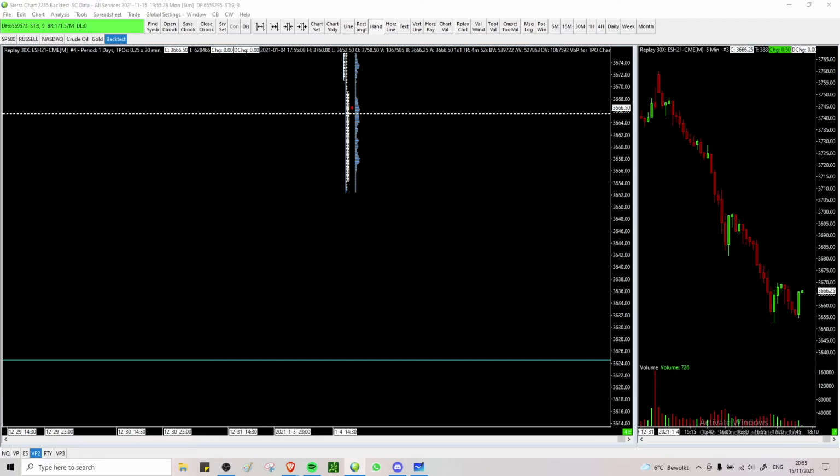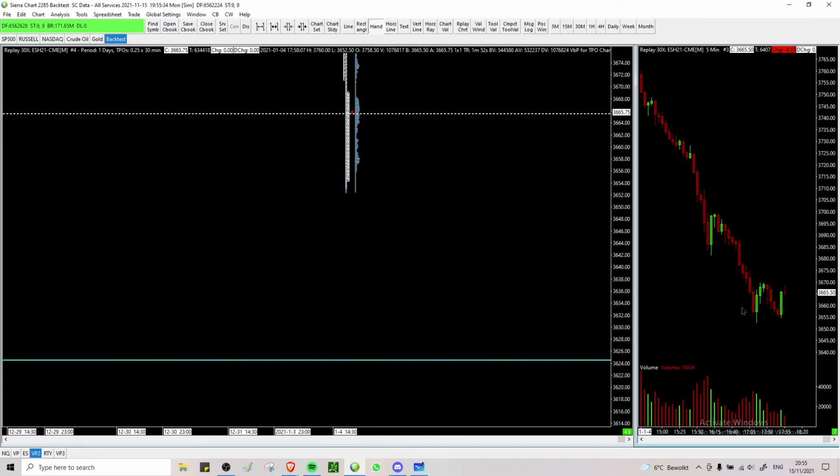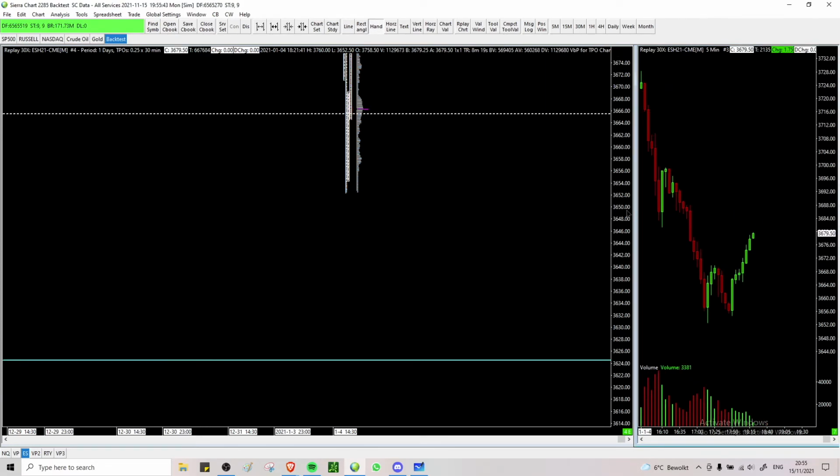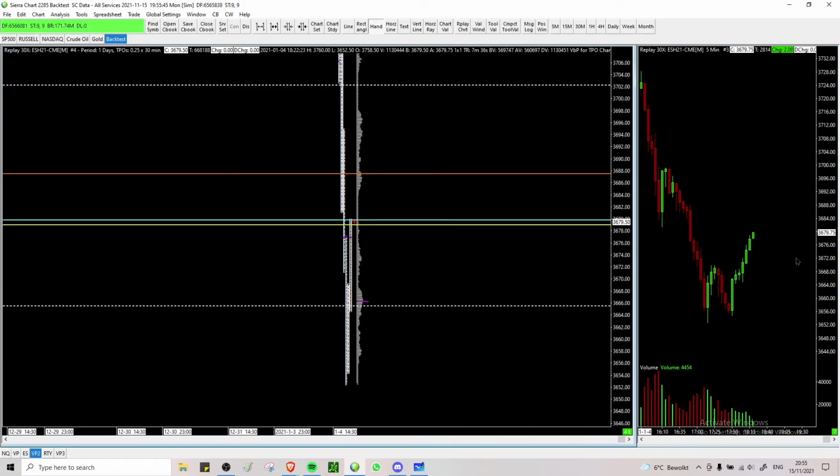If we can take out this low, but as you can see, F is kind of leaving excess here. Most likely we're getting into some responsive buyers. At this point, I would most likely take out most of my position. Let's see. Yeah, I think that's a good call here because we're kind of getting into some liquidation here.